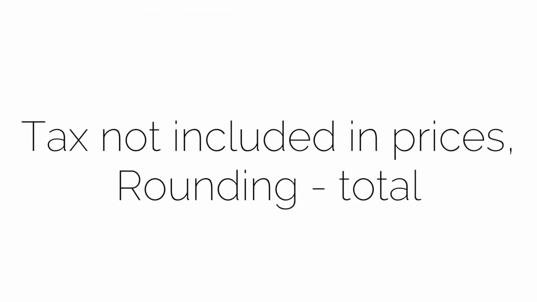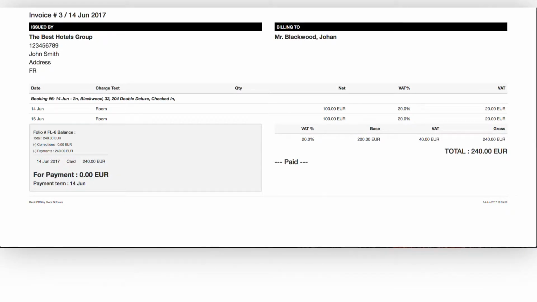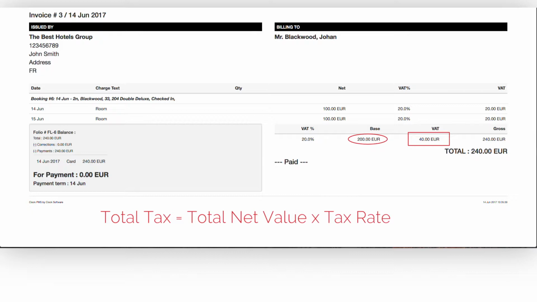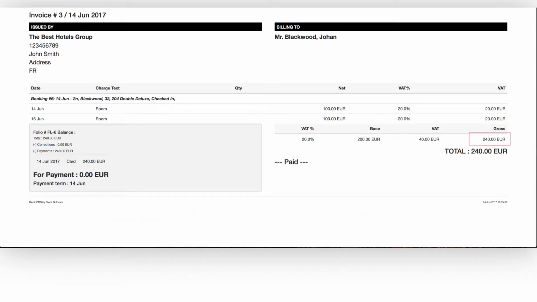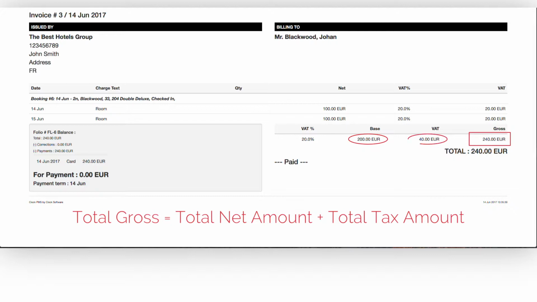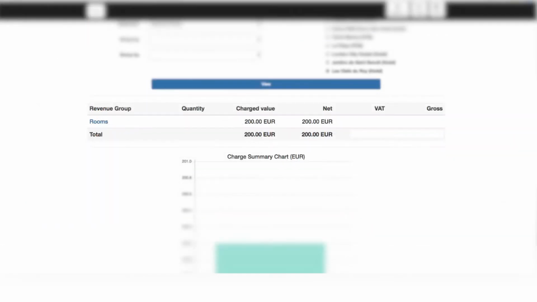Tax not included in prices, rounding total. No gross value for each line is calculated. The total net amount of the invoice is the sum of the net amounts in each line of the net column. The total tax amount of the invoice is calculated on the basis of the following formula. Total net value multiplied by the tax rate divided by 100. For each tax rate, the sum of the corresponding tax amounts is shown in the reports. The total gross amount is calculated as per the following formula. Total gross amount equals the total net amount plus the total tax amount. In the charge reports, only the net values are presented because the tax amounts are calculated on the basis of the folio totals instead of the sum of the tax amounts related to the individual charges.